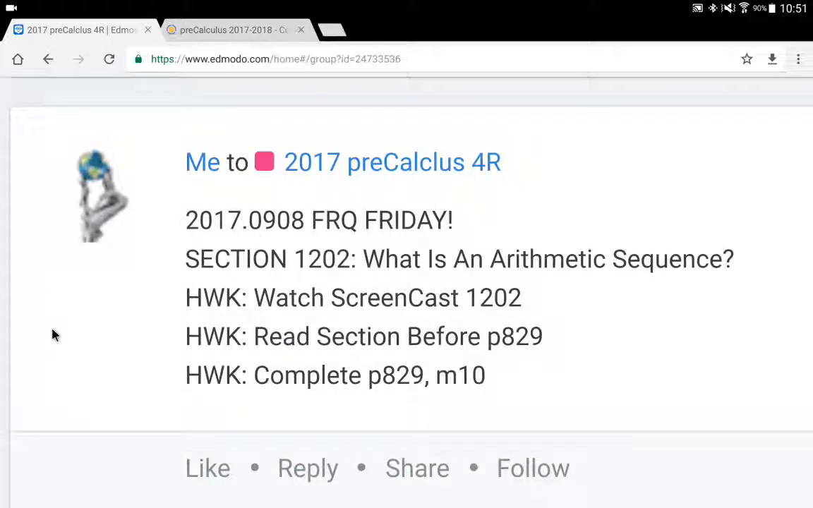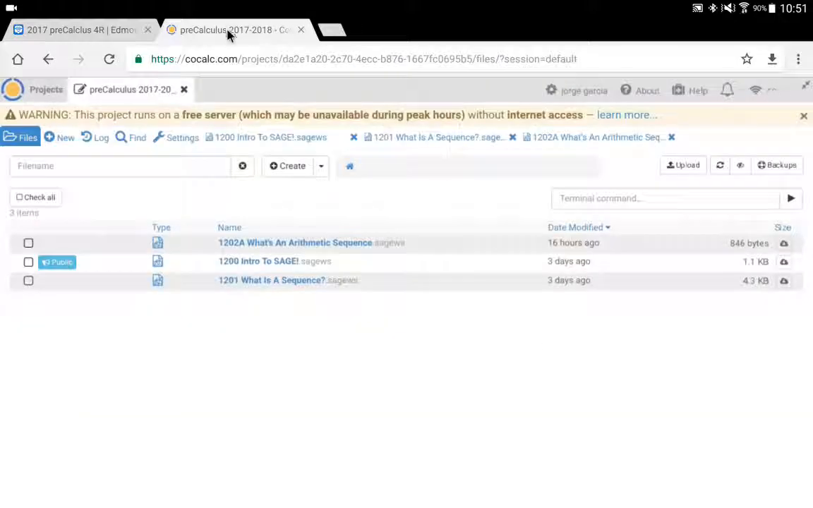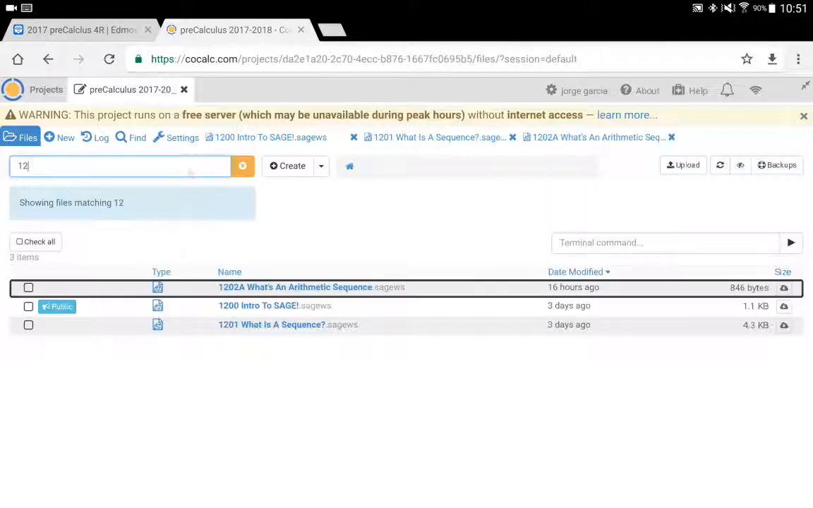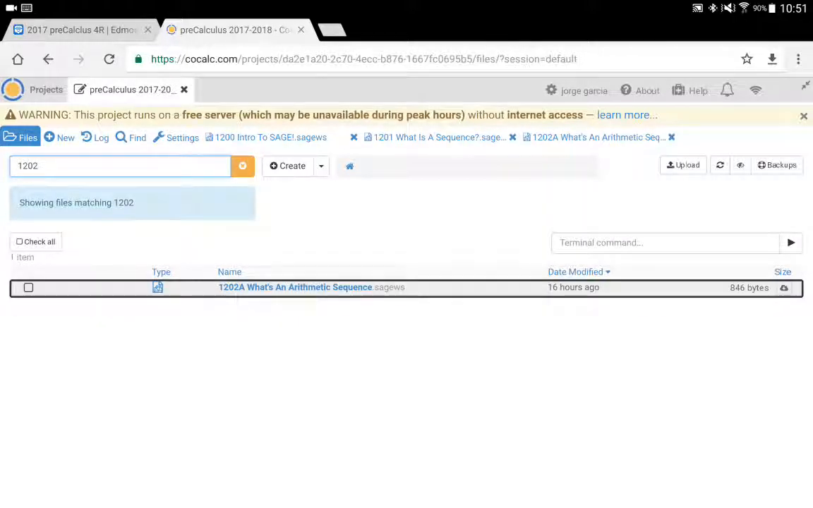Here's a little bit more about arithmetic sequences. Here's a question that some of the students got stuck on from the homework. So let's put this up. Here we go. All right, so let's make a new file. This is still 1202 because it's still arithmetic sequences.